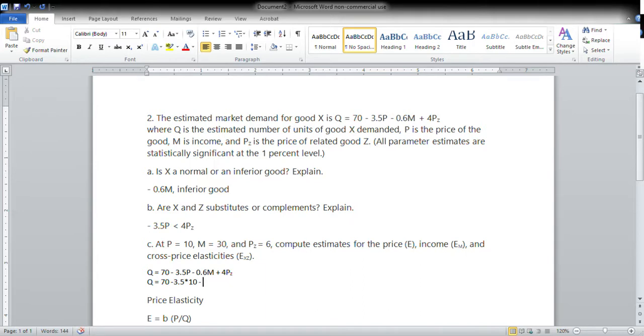Minus 0.6 times M, and M equals 30, plus 4 times PZ. PZ equals 6, which we've got all these right here. And let's group these together so we know how to do the math.